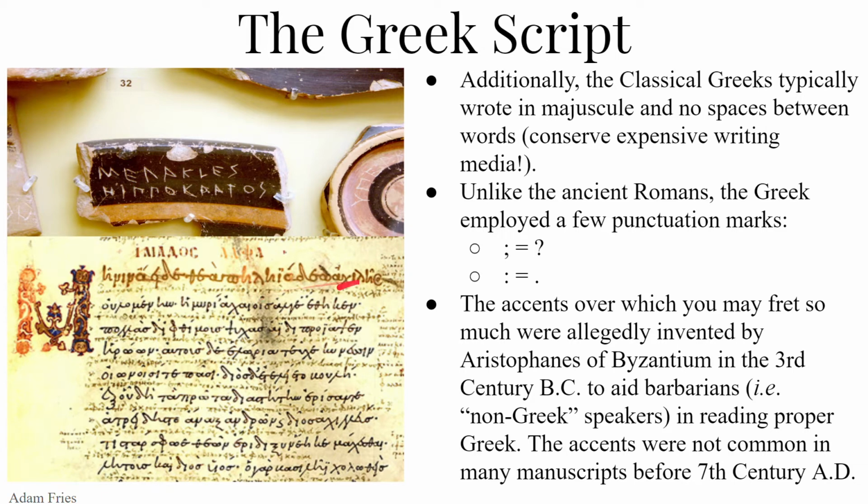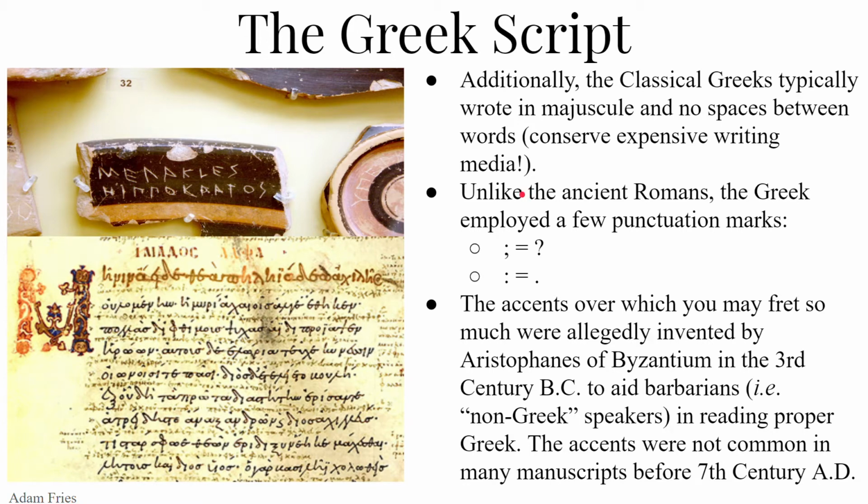And unlike the ancient Romans, the Greeks actually did have a few punctuation marks. If you see what looks like a semicolon, that stands in for a question mark. Ignore this dot down here, it's this one right here. If you see a dot kind of like this, between the words, that's a period.